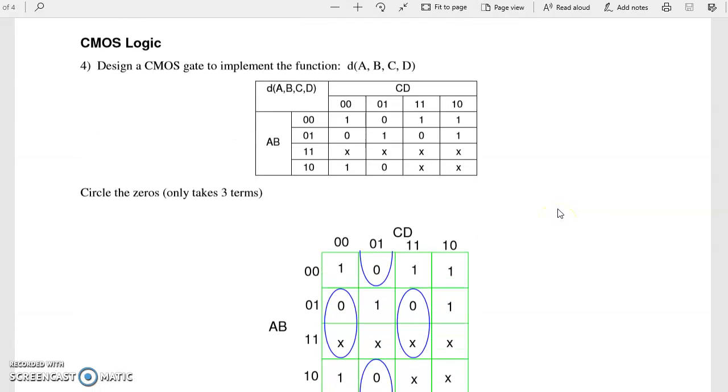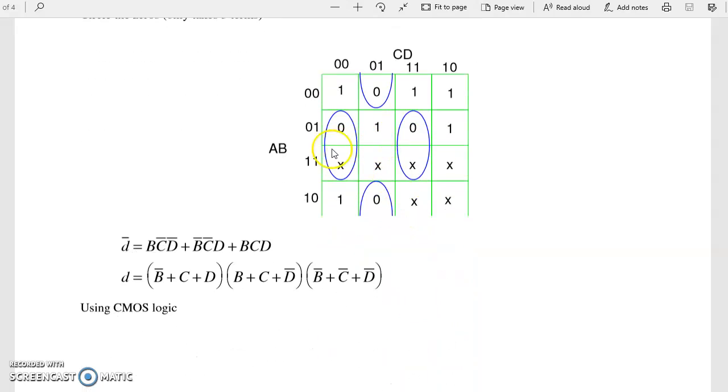For problem 4, if I want to design this using CMOS logic, I can circle the ones or zeros, your pick. I chose the zeros because I can do this in 3 groupings with zeros, takes 4 groupings with ones. If I circle the zeros, that just says that D bar, since I'm circling the zeros, is this logic. Or using De Morgan's theorem, I get another function of B, C, and D. That's the MOSFET circuit. D bar on the low side, the N channel. If I build this circuit, if any of these are turned on, I'm pulled low.